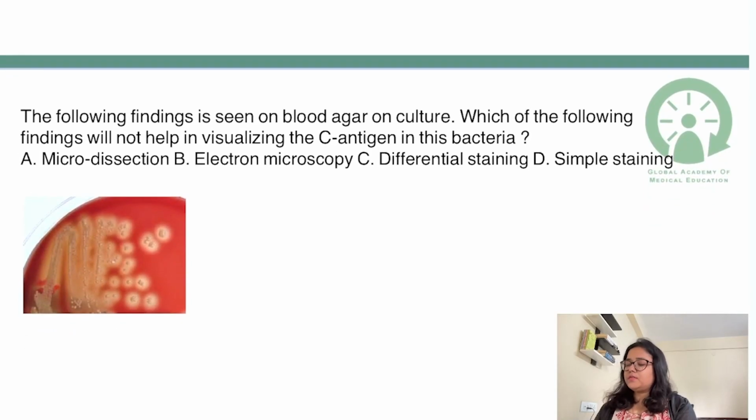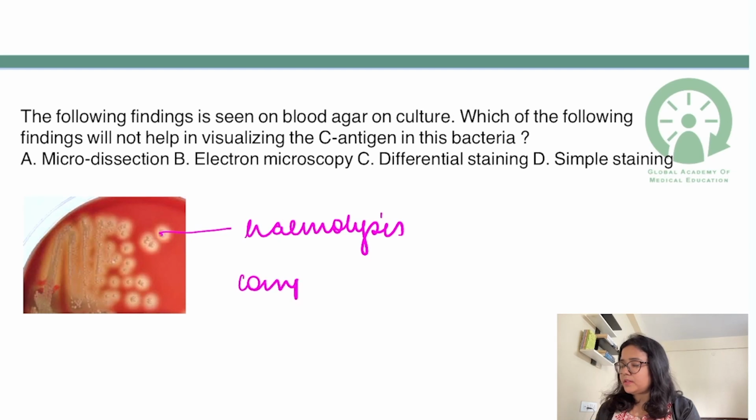Question. So the question states, the following finding is seen on blood agar on culture. Which of the following findings will not help in visualizing the C antigen in this bacteria? So C antigen is the carbohydrate antigen, and what we see here is hemolysis. And we have seen that it is complete hemolysis.